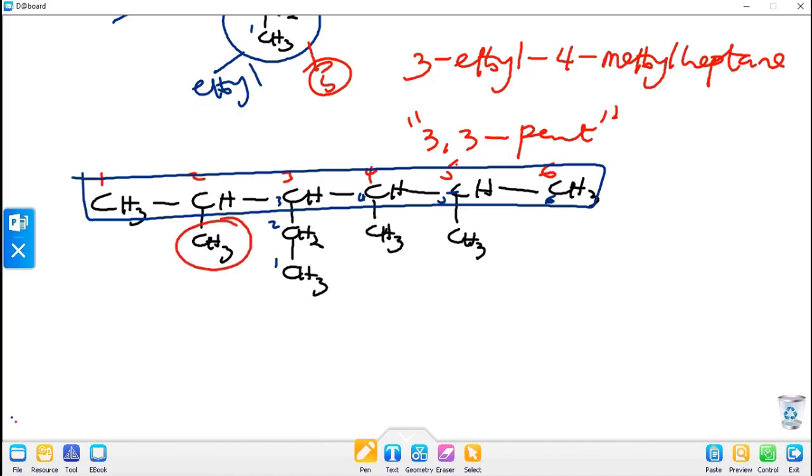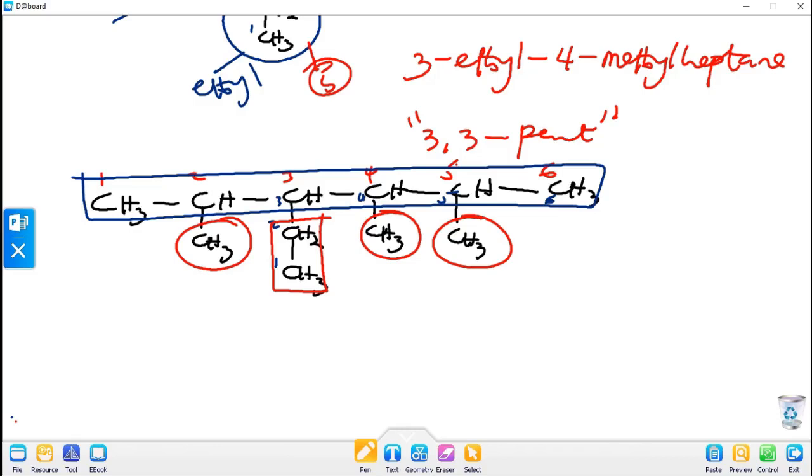side chain 1, side chain 2, side chain 3, side chain 4. There are 4 side chains, and of these 4 side chains there are 3 methyl and 1 ethyl side chains. So the rule says we are going to follow the side that will give the larger side chain the lowest possible number. And which side is it? Is it from the left-hand side or from the right-hand side?